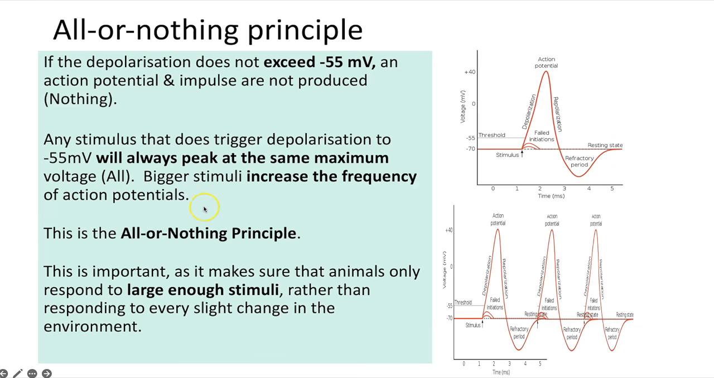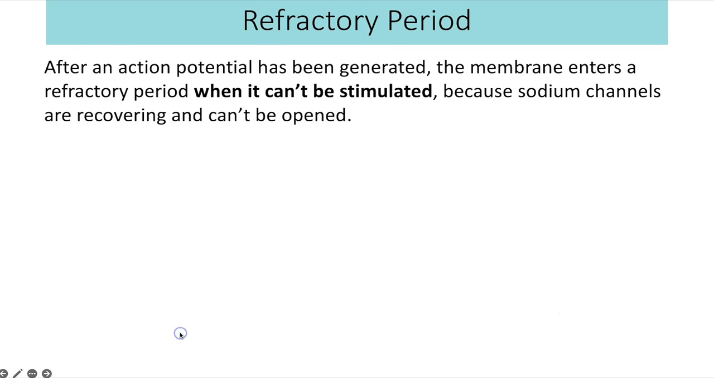So it's important, as this makes sure that animals only respond to a large enough stimuli. And this is what I was talking about when we mentioned the threshold potential earlier. You have to have a large enough stimulus to reach that threshold, and therefore you're only going to respond to large enough stimuli and not every slight change in your environment, because that would overwhelm your senses.